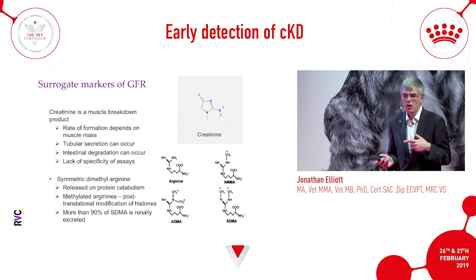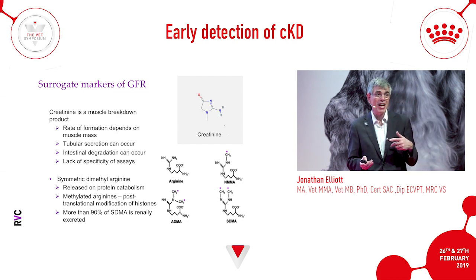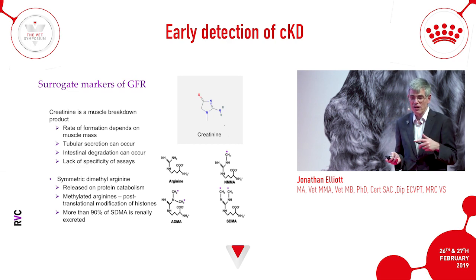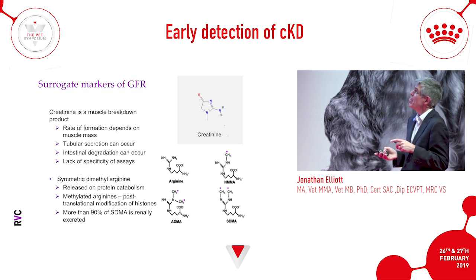And so one of the things that Natalie also went on to do was to work out a way of doing that from a single sample, which is more practical but less accurate. But most people won't measure glomerular filtration rate and will use surrogate markers of glomerular filtration rate, such as creatinine and SDMA. I'm going to talk about those now for the next 5 minutes.